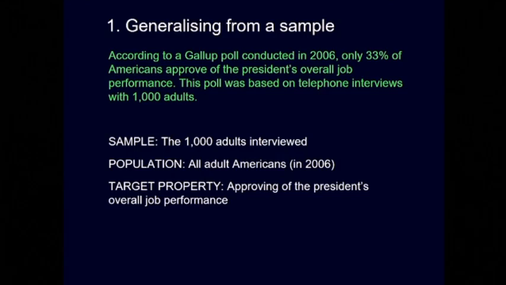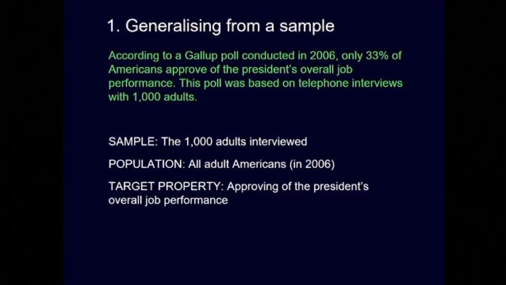Here's an opinion poll example. A Gallup poll conducted in 2006 said that only 33% of Americans approve of the president's overall job performance. The poll was based on telephone interviews with 1,000 adults. I really need to update that now, because it'd be interesting to know what the figure is now for the current president. The sample is the 1,000 adults that were actually interviewed, people you actually talked to. That doesn't include the people that you rang up and who said, "Oh no, sorry, I'm too busy," and hung up. It's the 1,000 people you actually talked to.